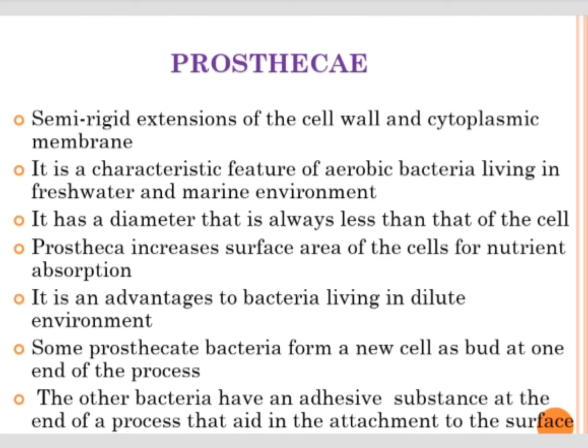So it is a dilute environment, and these bacteria have to absorb maximum nutrients from the dilute environment. So the Prosthecae increase the surface area of absorption because it is actually an extension of the cell wall and cytoplasmic membrane of the bacterial cell. And the second function is that in some bacteria it forms a bud at the end of the Prosthecae. So this bud can germinate into a new bacterium.